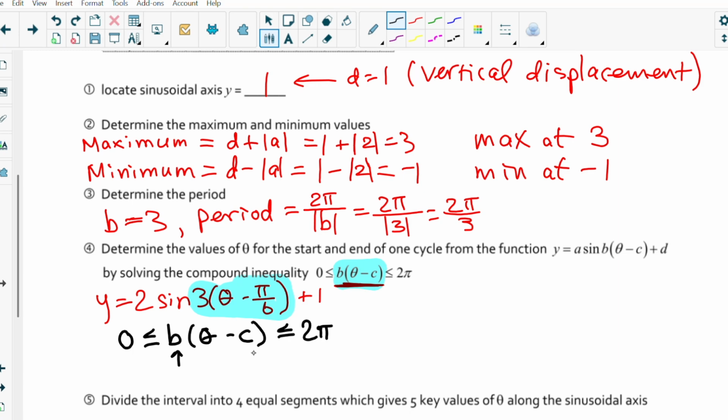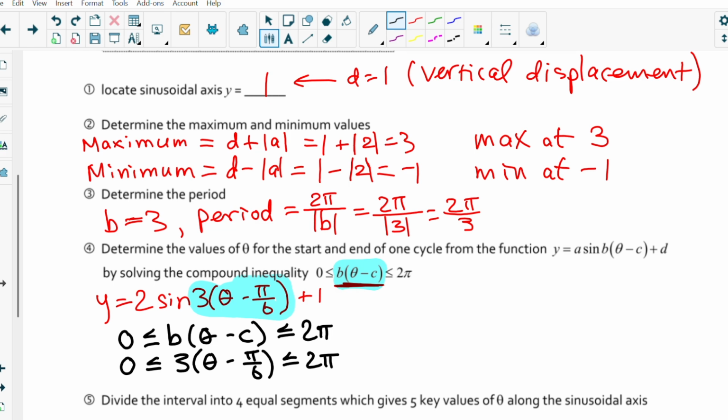If b is 1 and c is 0, I just get 0 is less than or equal to theta is less than or equal to 2 pi. And that's what we expect from a standard sine function for a period. But we have different values of b and c, so we'll plug them in. So 0 is less than or equal to 3 theta minus pi over 6 is less than or equal to 2 pi. This is a compound inequality.